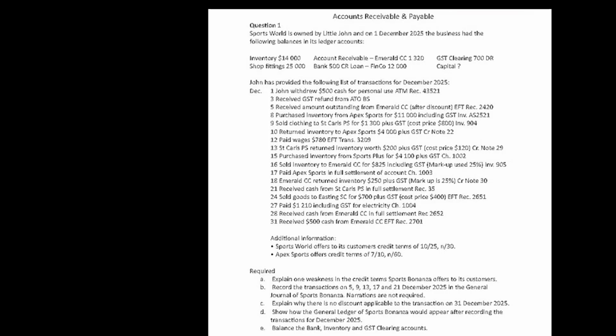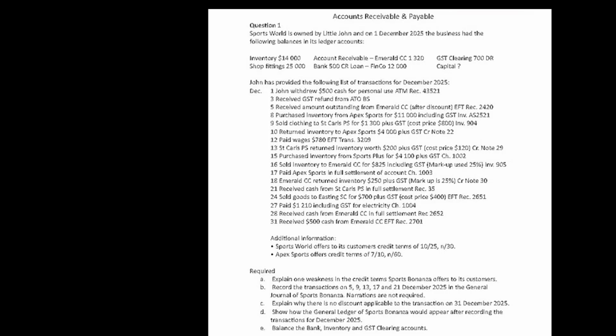This is GST, so 1.1. Yes, if you divide by 1.1, you'll get the amount without GST. That means the selling price or the price without the GST. So in this case, how much? 320. Yep. So then GST is 10% of that.